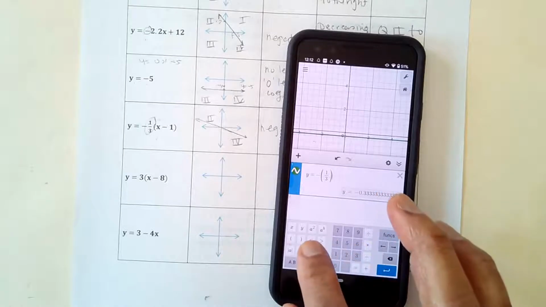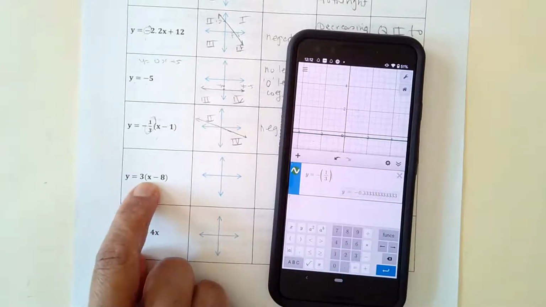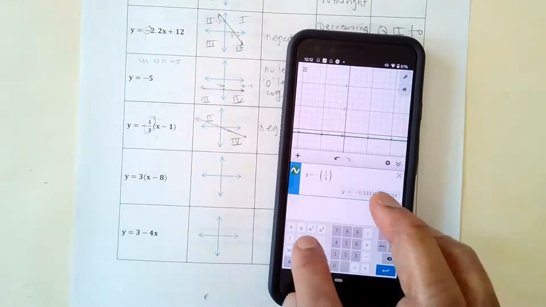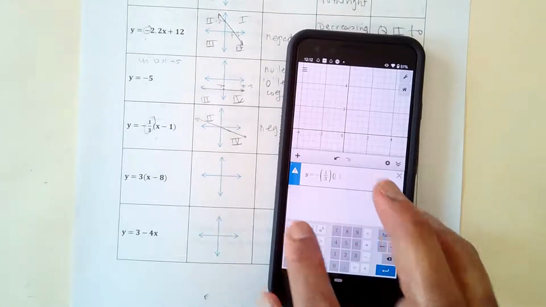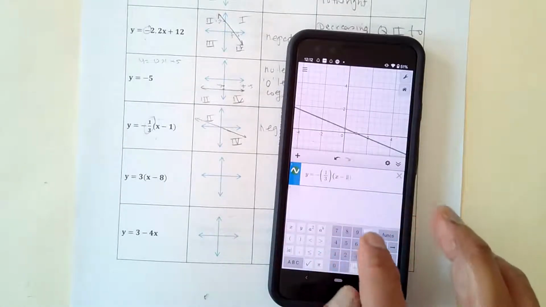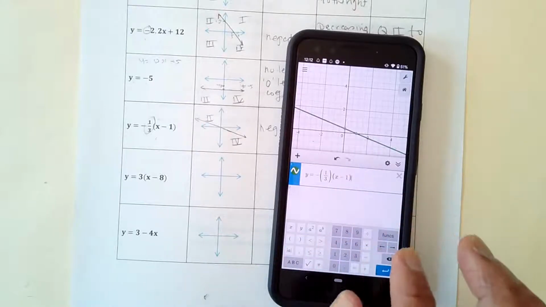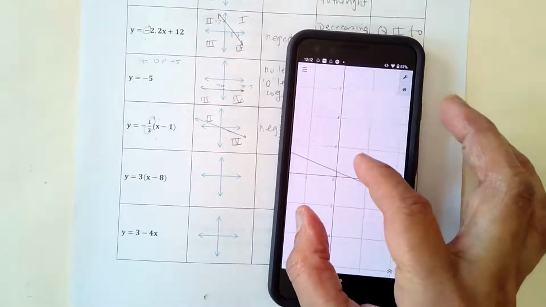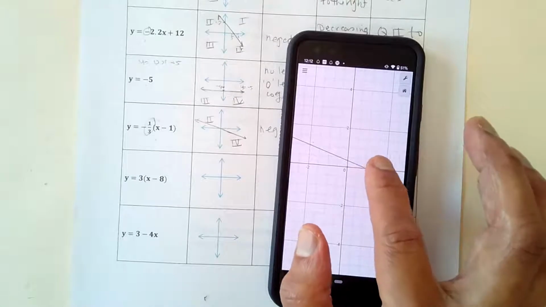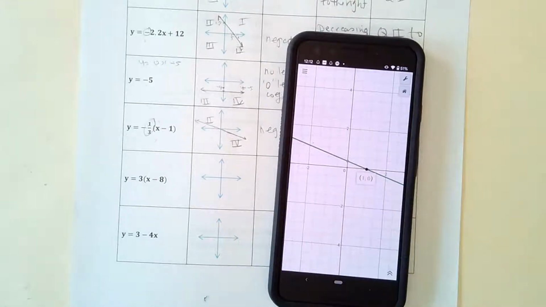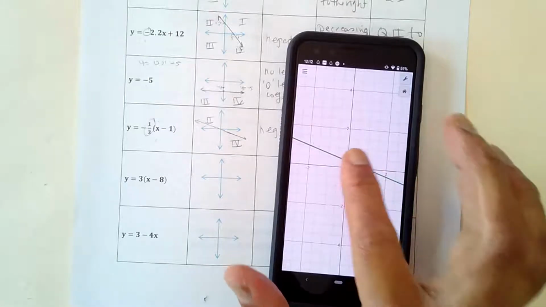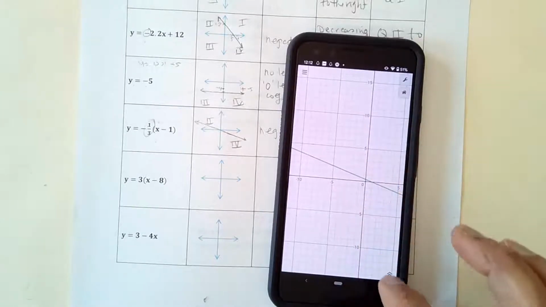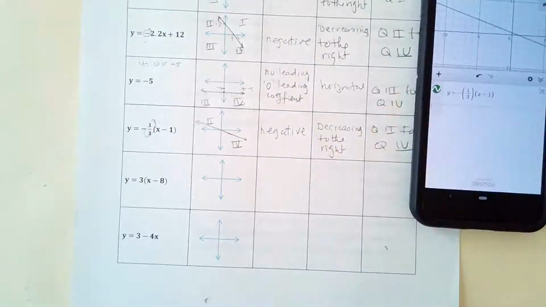Then I'll use my open bracket. Now, you don't have to use open bracket, but you can go ahead and use it. It's a good practice. x minus 1. And I tap here, close my bracket. And that gives me my equation. The beautiful thing about Desmos, you can just tap on it here, and it'll give me my x-intercept. Tap on it here, gives me my y-intercept. That's for Desmos. Now, let's go back to the last two set of questions.